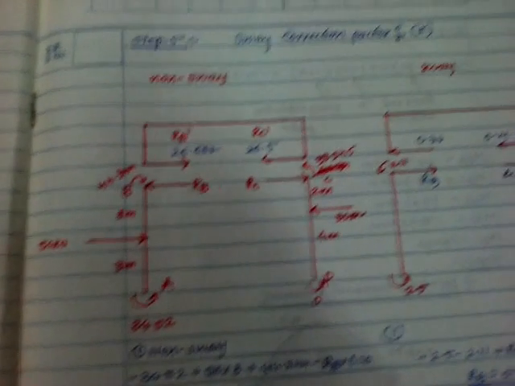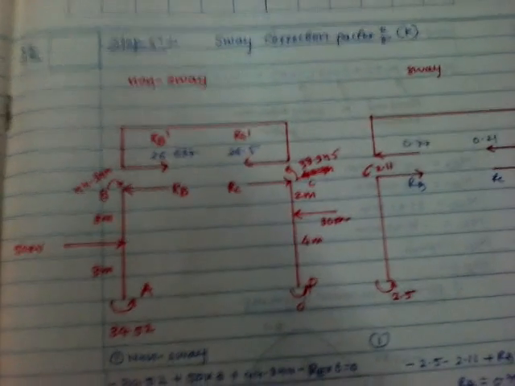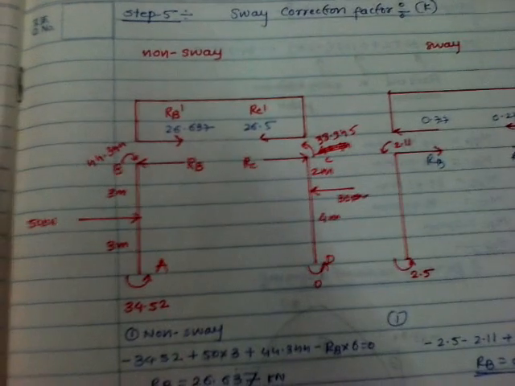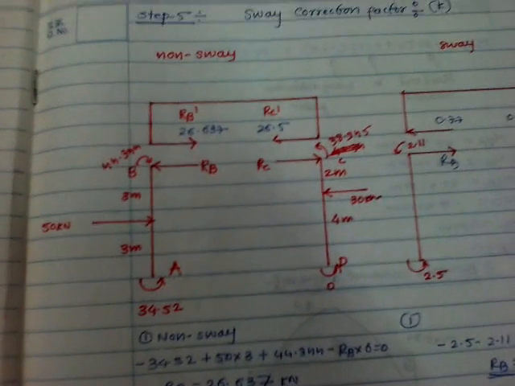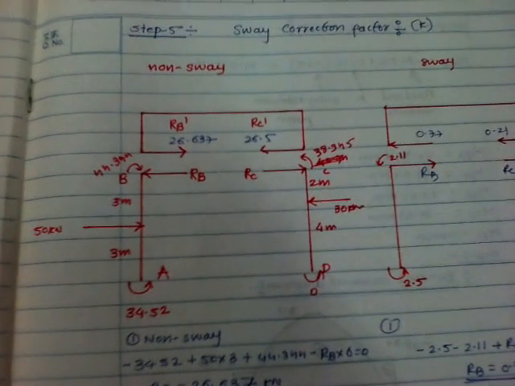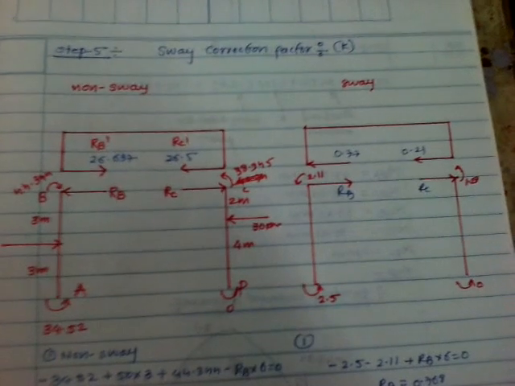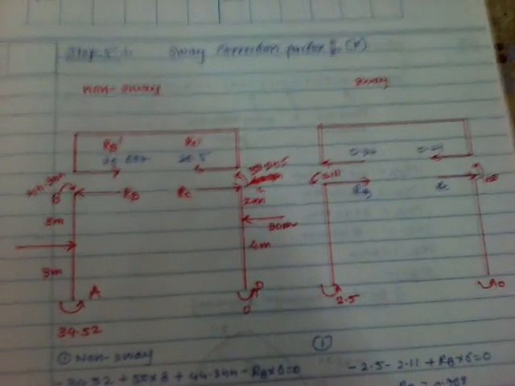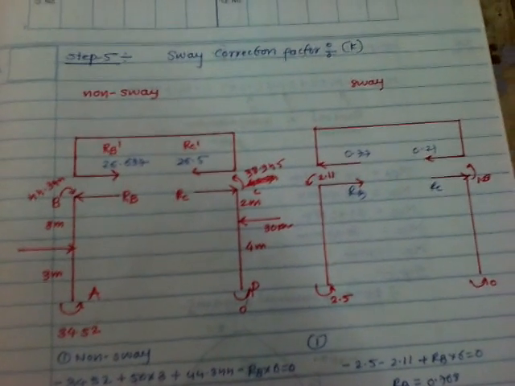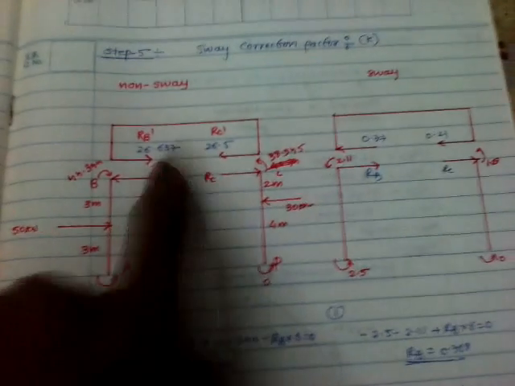Now you have to determine another factor, the sway correction factor, which is given by K. How can you determine the sway correction factor? It is very simple, very similar to Kani's method. In Kani's method we have done this procedure for the determination of the story moment, but we are doing this method for the sway correction factor. This sway correction factor is used for the determination of the final moment. Okay, this is for non-sway and this is for sway.